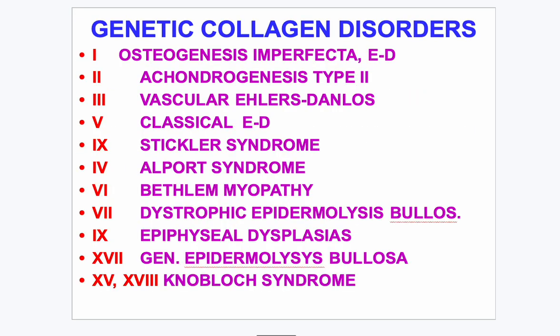Okay, these are your genetic collagen disorders. So first is your osteogenesis imperfecta or pwede din your Ehlers-Danlos or ED, no? Meron silang hyperelastic skin. Okay, type 2 genetic collagen disorder, we have your achondrogenesis 2B, no? Yung 2, you have small body, no? Short ang limbs. You have your 3 vascular Ehlers-Danlos, classical ED yung 5.